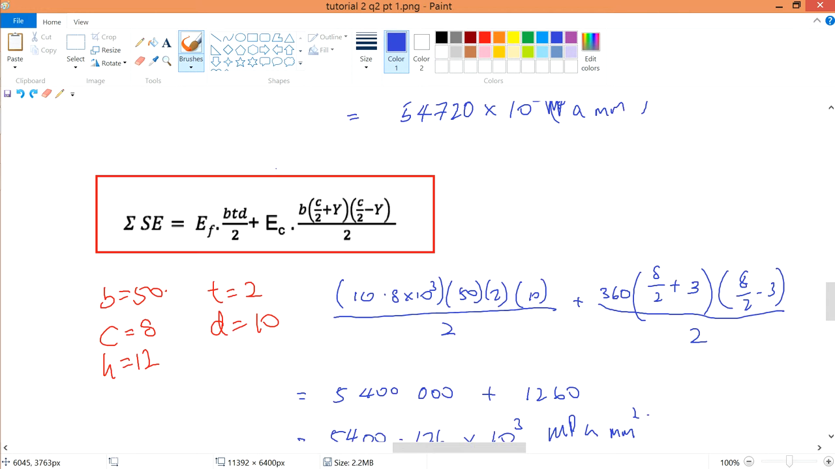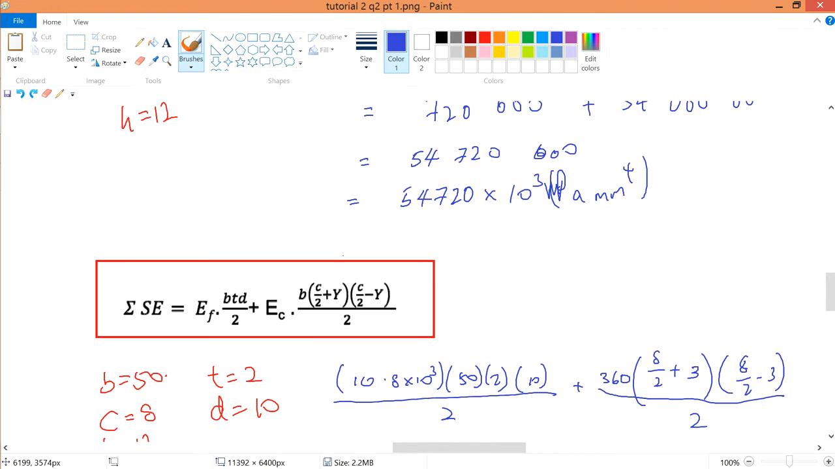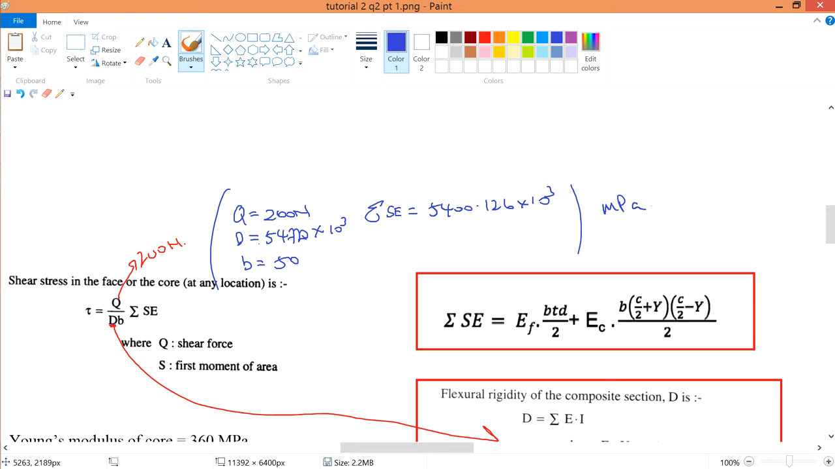But anyway, once you get these values, I'll just do out the table easier. So we have found our D as this value, and we also found our so-called stiffness. This is the first moment of area multiplied by Young's modulus. So we have found these two major parts. Now we can just simply sub in our values to find our shear stress. So we know our Q, we know our D, our B, and this one.